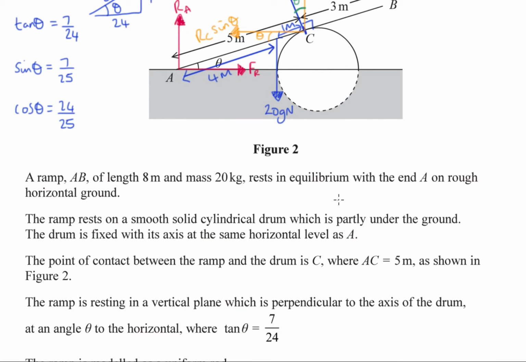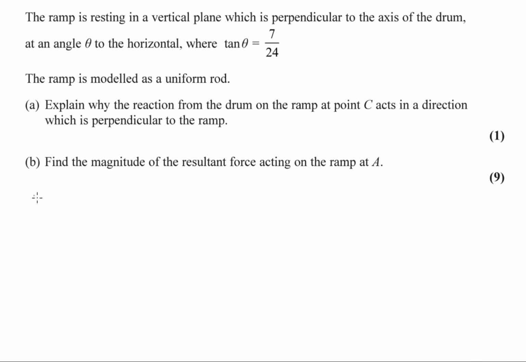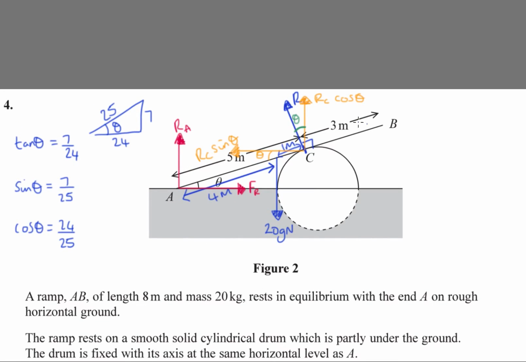Forces up equal forces down. Forces left equal forces right. And clockwise moments equal anti-clockwise moments as well. So we can do three things there. Let's look at the forces first. Let's look at the upward forces. We've got that RC cos theta plus RA needs to equal 20 newtons.